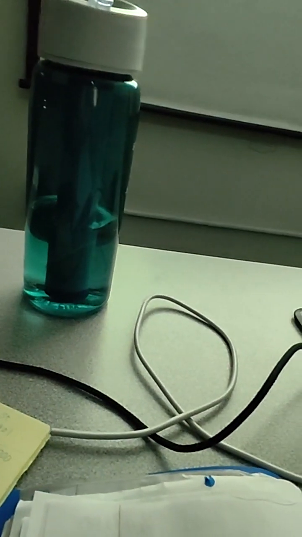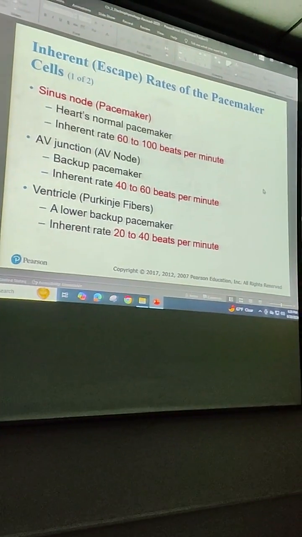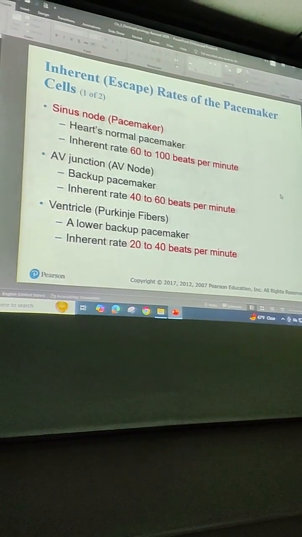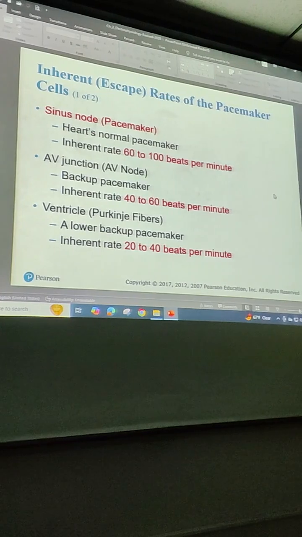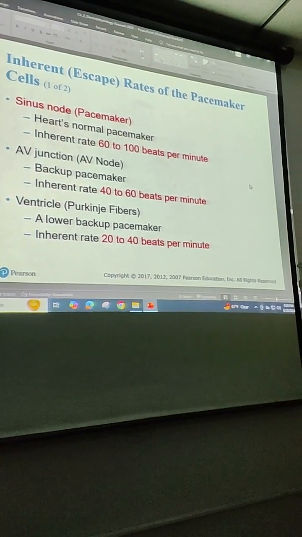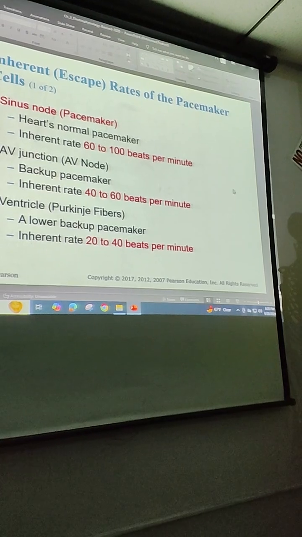So here again, let's talk about the normal inherent rates of each one of these batteries. Remember, we talked about 3 batteries. Always think about 3 batteries, 3 sources of electrical charges within the heart: SA node, AV node, and the Purkinje fibers.